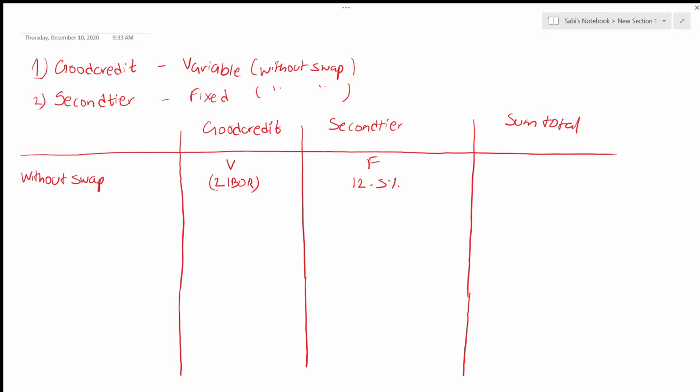Now, for the sum total, add both the LIBOR and 12.5%. This is also a payment, so it will be in brackets. Always payment in brackets, receipt without brackets. So LIBOR plus 12.5%, and the whole thing will be in brackets.